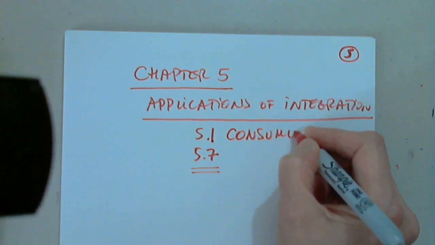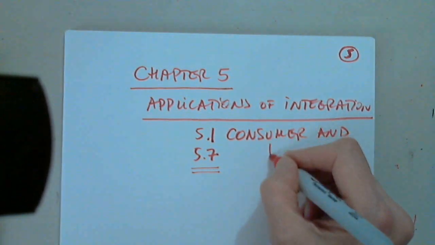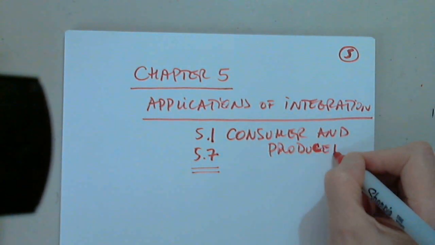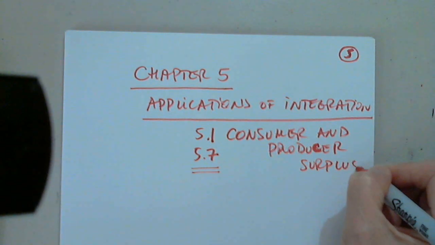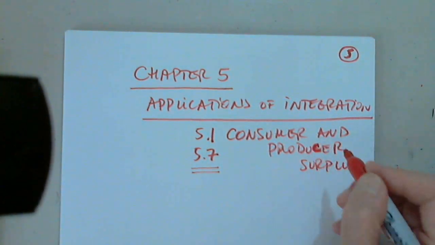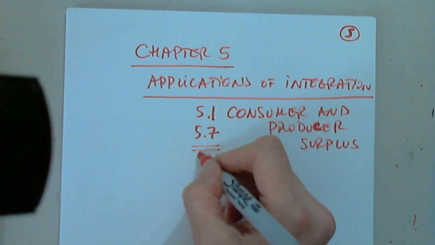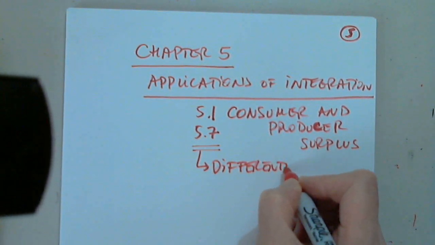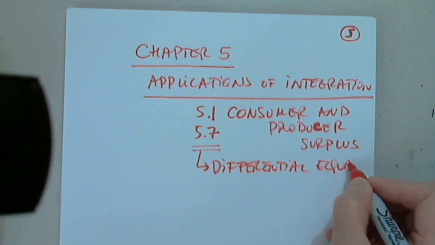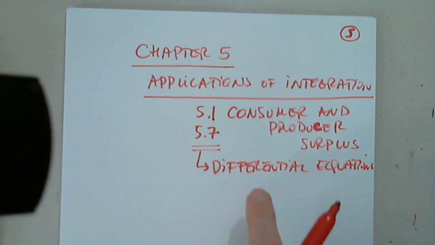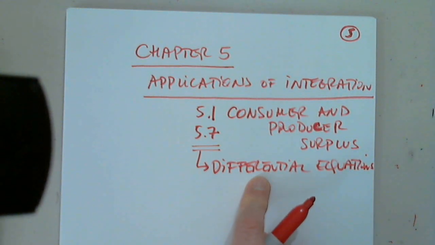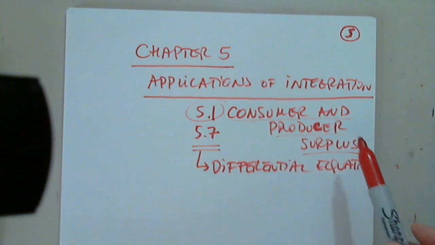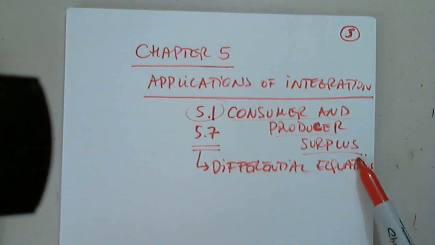Consumer and producer surplus. My mind was already on surplus, that's why I put S instead of C. And this one is called differential equations. Equations that have derivatives in them. Okay? So hopefully we accomplish this tonight. So consumer and producer surplus.